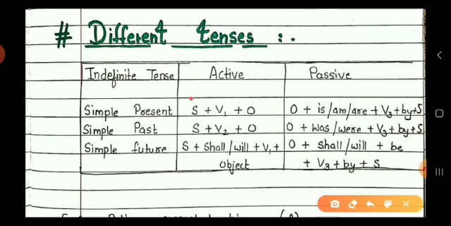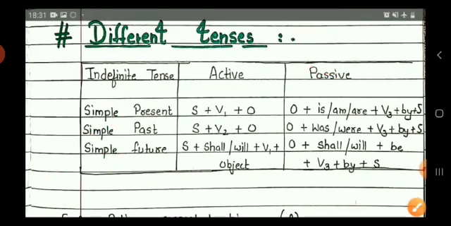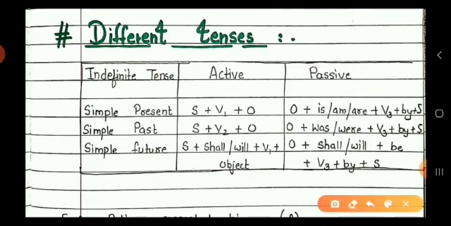Now, how to change? In active voice, subject plus first form plus object, and the subject will convert into object. Understood? We are talking about the verb. Now the first form of the verb will convert into the third form of the verb in passive voice, and definitely there is some helping verb we have to use, that is am, is or are. And naturally, I told you we have to use "by".